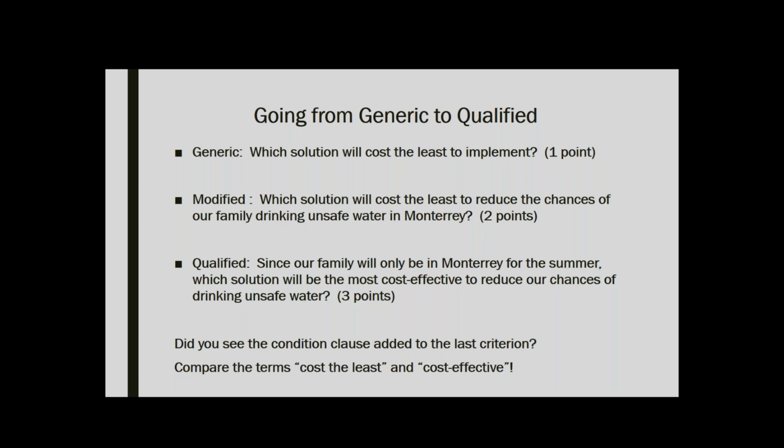You see the difference? We've got a condition clause at the beginning. We're only going to be there for a short time. And some of the solutions might cost a lot of money. I want the most I can get for the best price. So cost the least and cost effective need to be explained to the students so they'll understand. Cost effective means I'm getting what I need, but I'm not paying more than I should. Obviously, if it's very expensive and you're going to use it for 2 months, you don't want something that is $5,000.